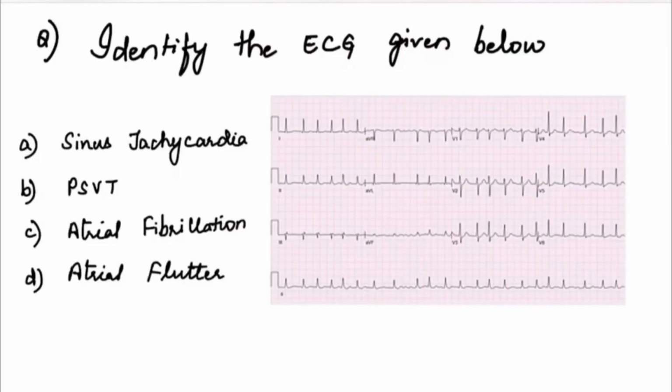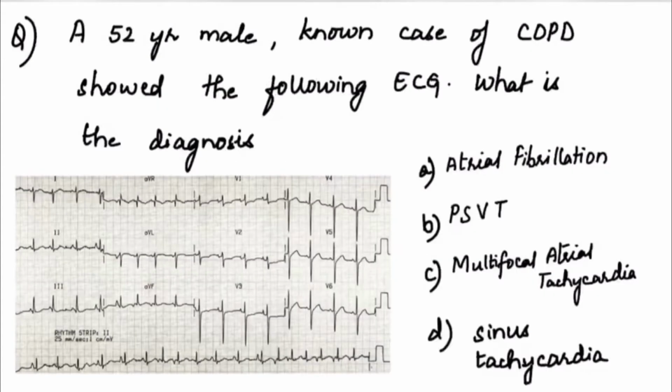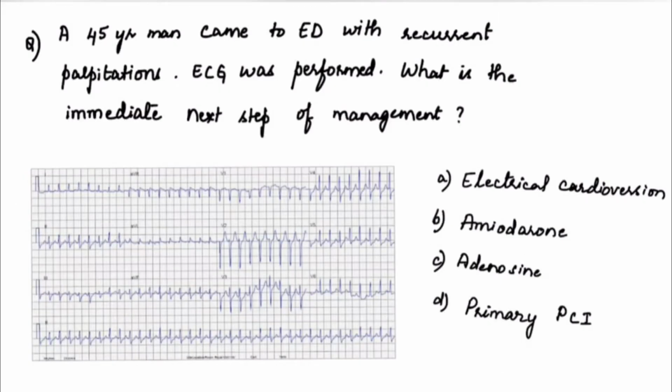First, we'll look at some questions. Identify the ECG given below. A 35-year lady was diagnosed with anxiety and neurosis. She had palpitations. Comment on the diagnosis based on the ECG. A 52-year male, known case of COPD, showed the following ECG. What is the diagnosis? A 45-year male came to the emergency department with recurrent palpitations. ECG was performed. What is the immediate next step of management?